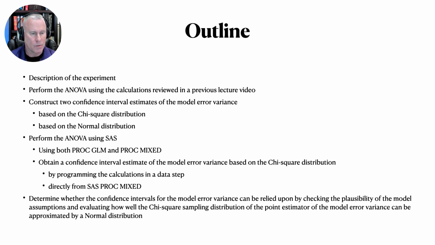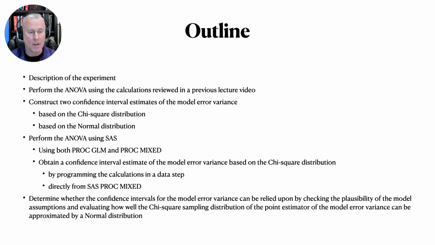We're also going to perform the ANOVA using SAS. We'll use both PROC GLM and PROC Mixed. In doing this, we're going to obtain a confidence interval estimate of the model error variance based on the chi-square distribution, and we'll do this by first programming the calculation in a data step, and we'll also see how to get it directly from SAS PROC Mixed.